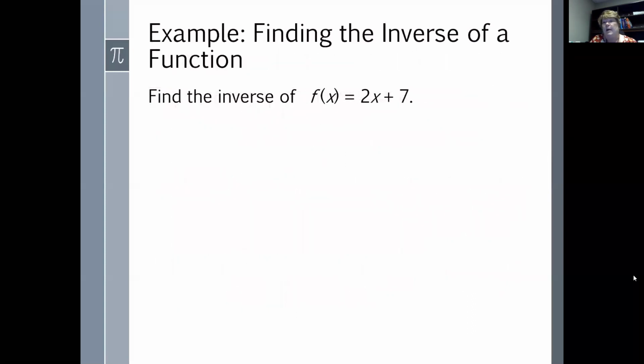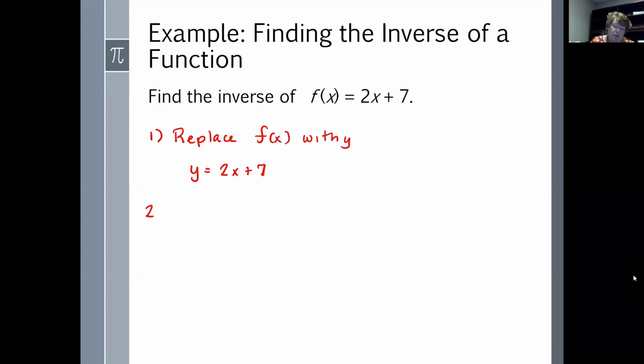So let's see if we can find the inverse of this function. We have f of x equals 2x plus 7. So step 1, we are going to replace f of x with y. We do know that y and f of x are exactly the same thing, exactly the same value. Step 2, we're going to interchange x and y.